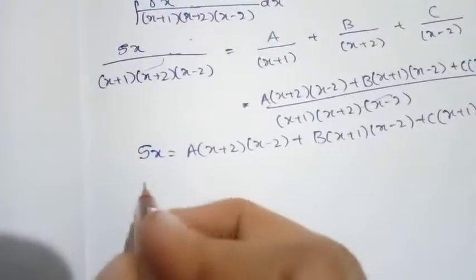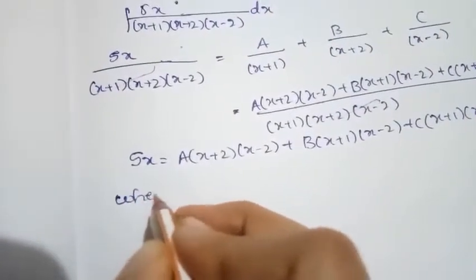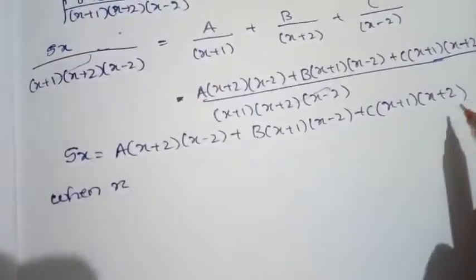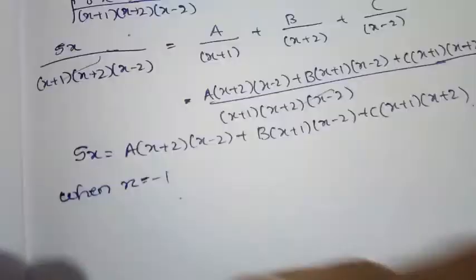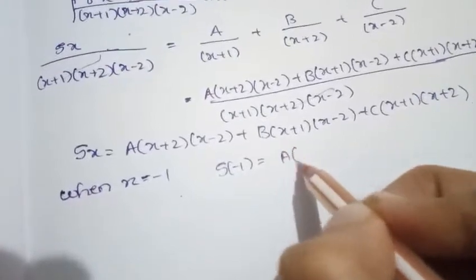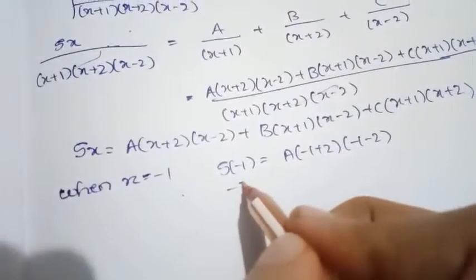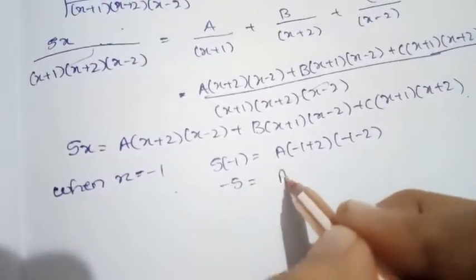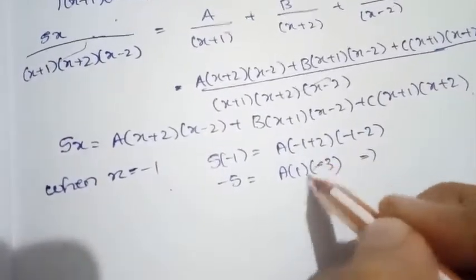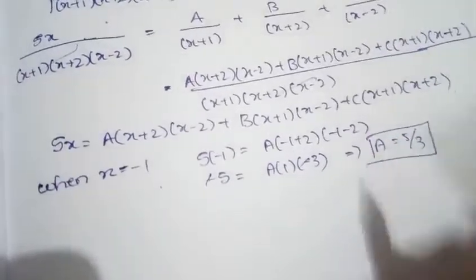Now we need to get the values of A, B, C. So we input some values for x so that we can get the values of A, B, C. To get the value of A, I input x equal to minus 1. When x is equal to minus 1, the LHS is 5 into minus 1, and the right side is A into (minus 1 plus 2) into (minus 1 minus 2). So we get minus 5 is equal to A into 1 into minus 3. The minus signs cancel, and the value of A is equal to 5 by 3. We got the value of A.